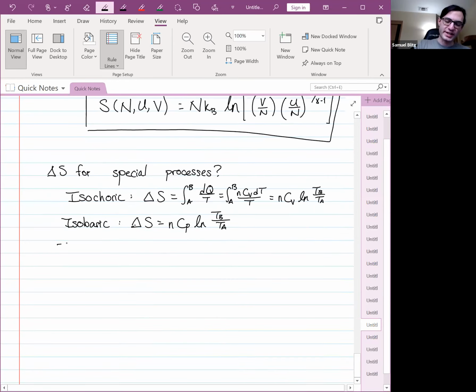For an isothermal process, it's a little bit different. We have that delta S, it's again an integral from A to B of dQ over T.